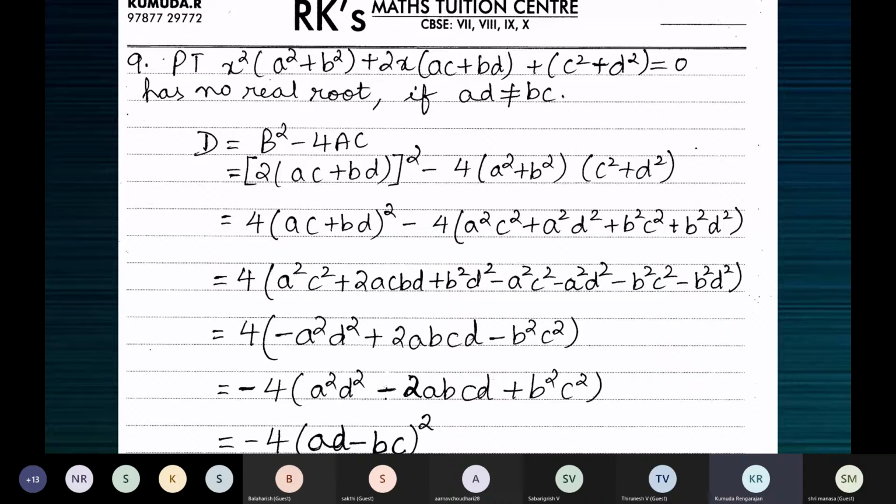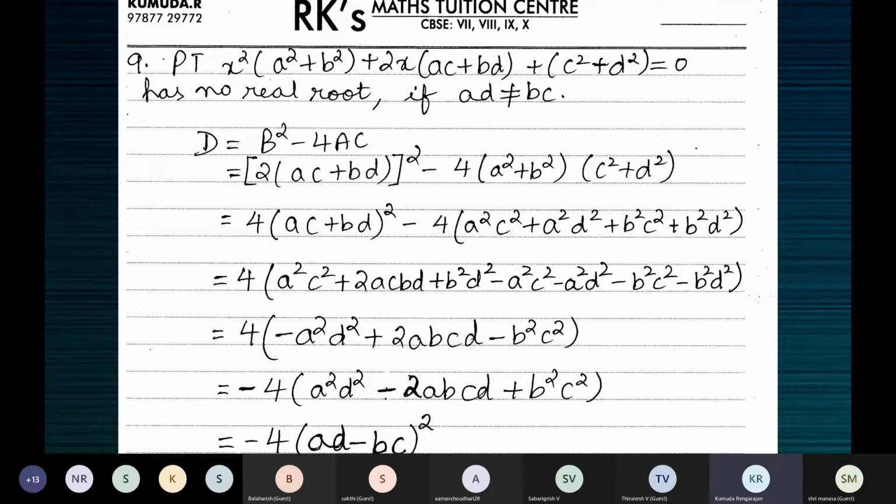When two quantities are equal, their difference is 0. When two quantities are not equal, their difference is not 0. So the value of AD minus BC is not 0. It may be negative, it may be positive. That we cannot say. It's not 0, that much we know.